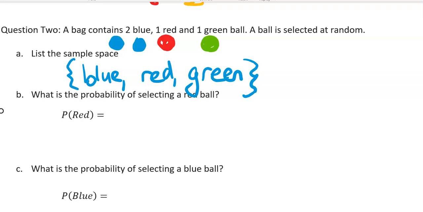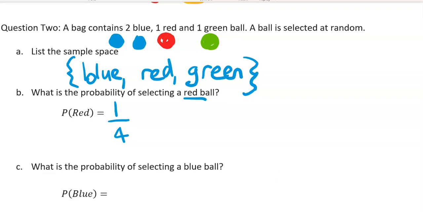Okay, so what's the probability of selecting a red ball? How many red balls are there? Well, here's our 4 balls. One of them is red. Out of how many balls in total? 1, 2, 3, 4. So we've got a 1 in 4 chance of selecting a red ball.